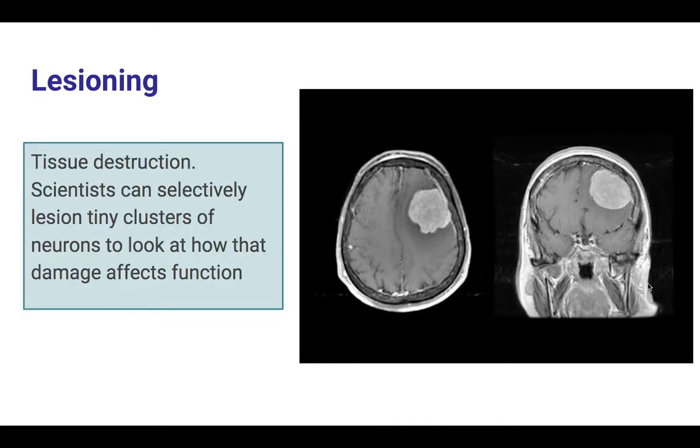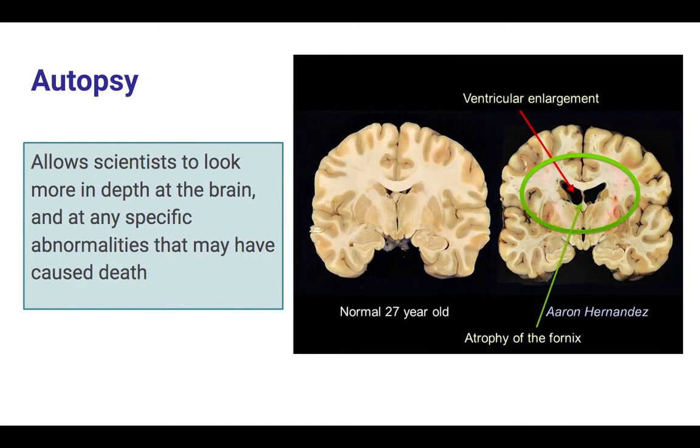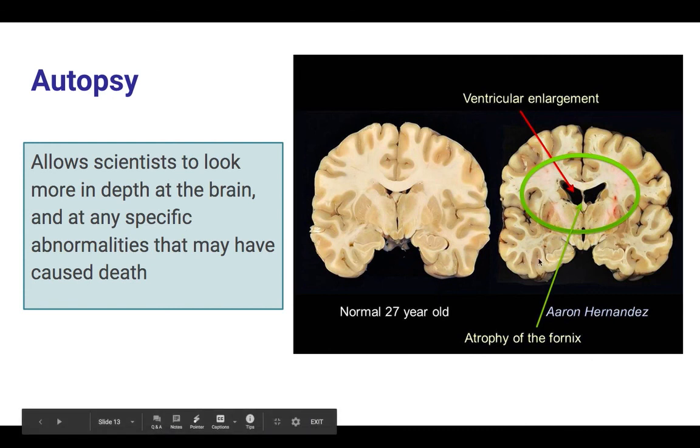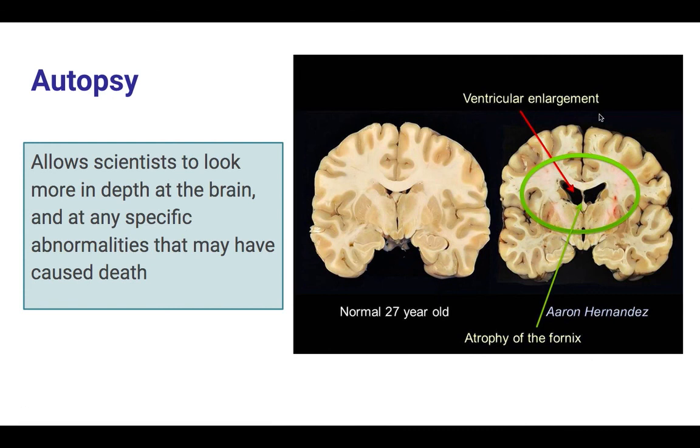Another one is lesioning. Lesioning is tissue destruction. Scientists can selectively lesion tiny clusters of neurons to look at how that damage affects function. You can also use electrodes to not permanently do this to someone, which is probably a little bit more moral. And then, of course, autopsy. Autopsy allows scientists to look more in depth at the brain and at any specific abnormalities. We looked at this earlier in the year, but this is Aaron Hernandez's autopsy of his brain. There we go.